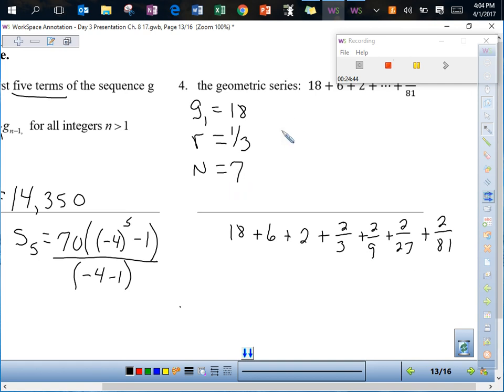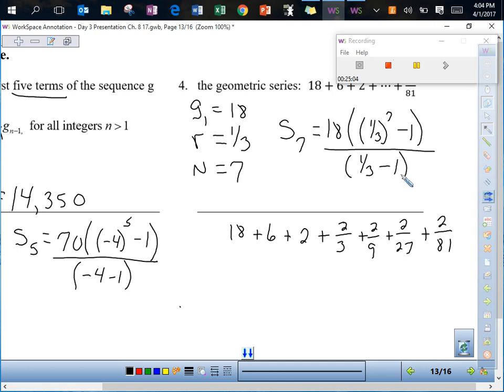Now we're ready. The sum of these 7 terms can be found by 18, parenthesis, 1/3 to the 7th, minus 1, over parenthesis 1/3 minus 1. Okay. This one can come out nice. If you type it in, you should get 2186 over 81. Okay. I'm going to skip number 6 on this one.